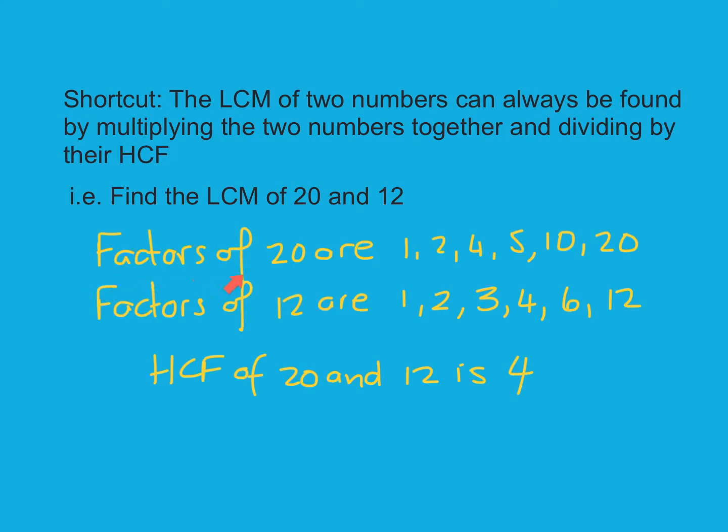Alright, so we've worked out the factors of 20 and also the factors of 12, and we've calculated that the highest common factor is in fact 4. So from there what we do now is we find the lowest common multiple: we multiply 20 by 12 and we divide it by that 4, and our answer is 60. So that is the lowest common multiple for 12 and 20, which is what we proved on the previous slide.